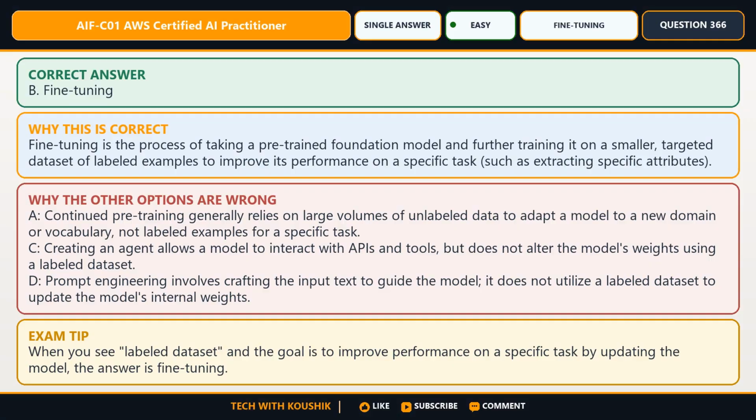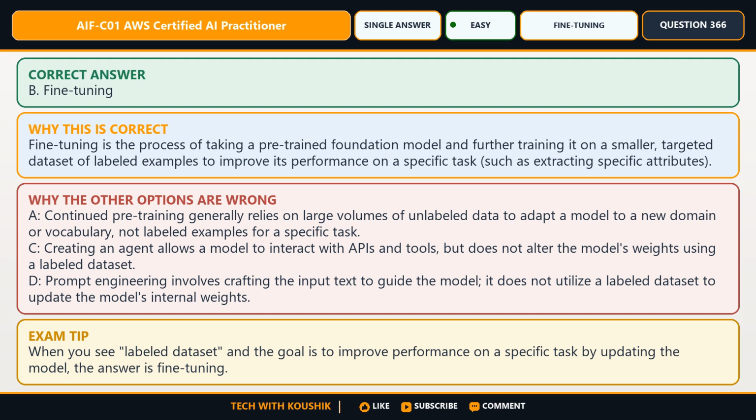The decisive reason is fine-tuning is the process of taking a pre-trained foundation model and further training it on a smaller, targeted dataset of labeled examples to improve its performance on a specific task, such as extracting specific attributes. The remaining options fail one or more requirements because A. Continued pre-training generally relies on large volumes of unlabeled data to adapt a model to a new domain or vocabulary, not labeled examples for a specific task.